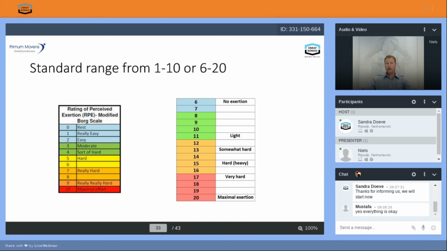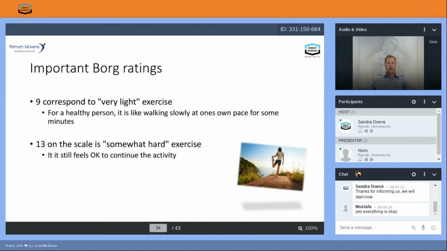But when you look up the Borg scales, you can find a 10-point scale as well. Both scales have differences in intensity. They use the same colors: blue, green, yellow, orange, and red. And the other one goes from blue, green, orange to red. So there is an overlap in both. Like I said, I'm using this one because people don't know the numbers by heart. There are important ratings here in this right scale.